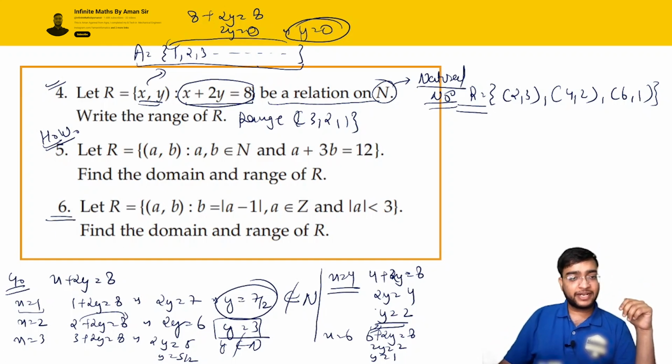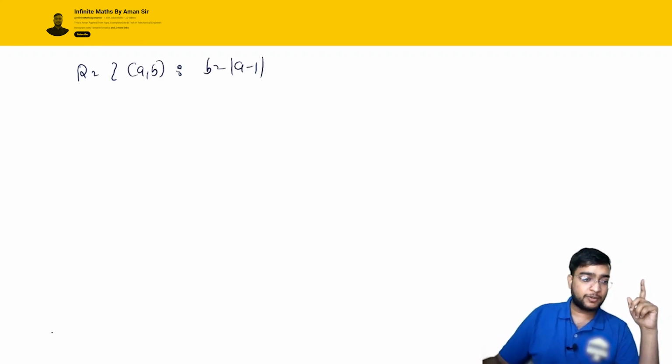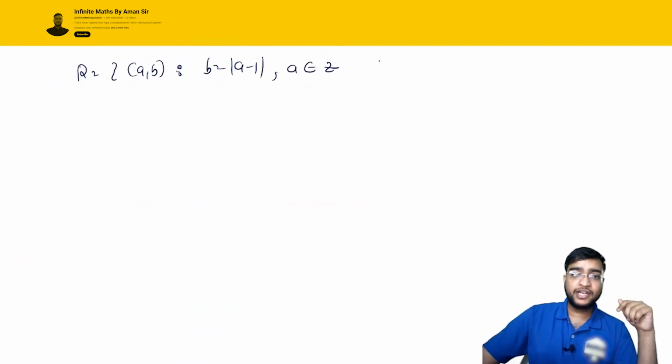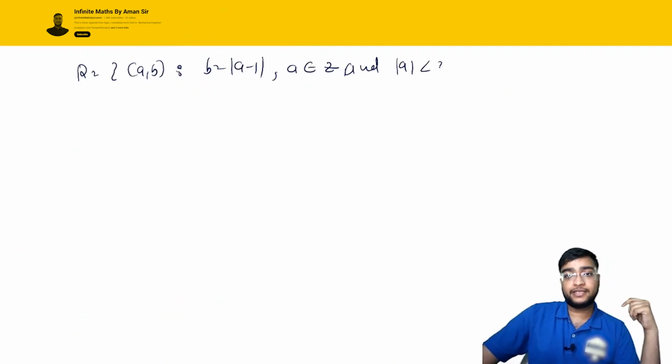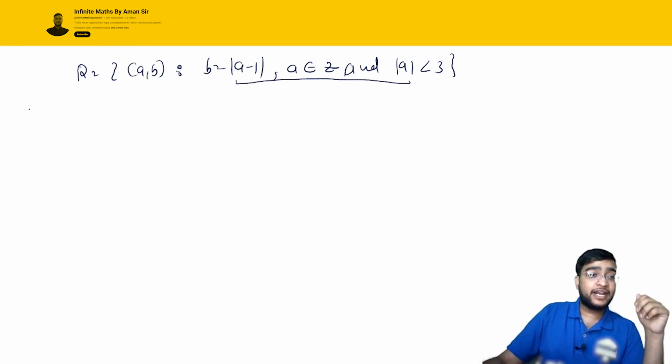Okay. Let's say the relation comes with (a, b), and the condition is that b equals modulus of a minus 1. So the relation is (a, b), where b equals |a minus 1|. No problem sir. And a should be my integers here. One more condition is there for this relation: mod a should be less than 3. So these are the 3 conditions for my relation.